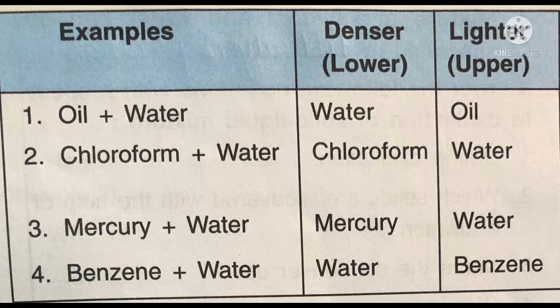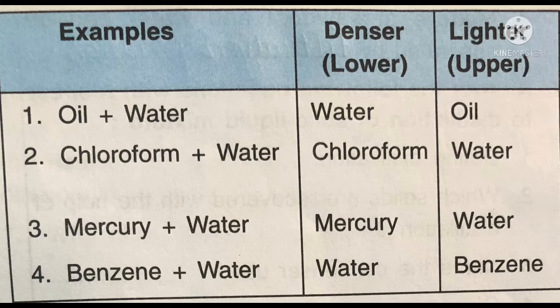The first one is oil and water. In oil and water, water is heavier than oil, so it will form the lower layer, as it is also denser than oil. The second one is chloroform and water. In this, chloroform is denser than water, so it will form the lower layer. In mercury and water, mercury will form the lower layer. In benzene and water, water will form the lower layer because it is denser than benzene.